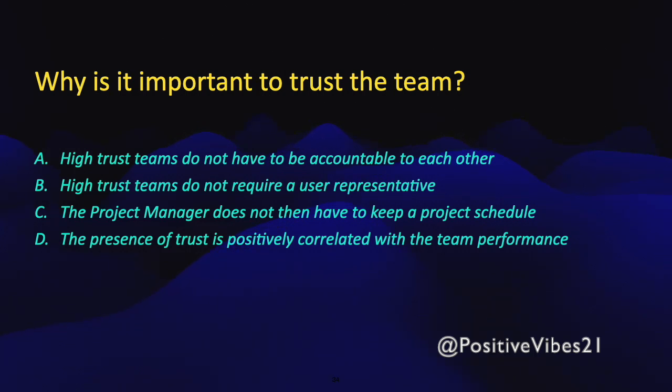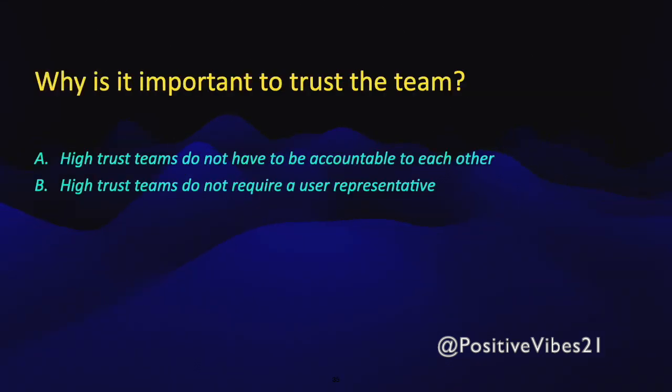High trust teams do not have to be accountable to each other. High trust teams do not require a user representative. The project manager does not then have to keep a project schedule. The presence of trust is positively correlated with the team's performance. Yeah. So after just going through these options, you can feel the right answer. Maybe you can guess the right answer, and then we can come to the next slide to see whether it's correct or not. Let's see what is the right answer here. It should be option D.